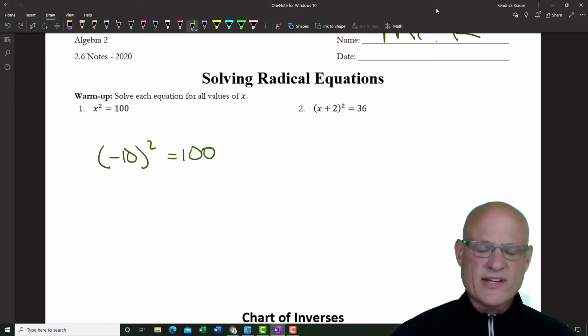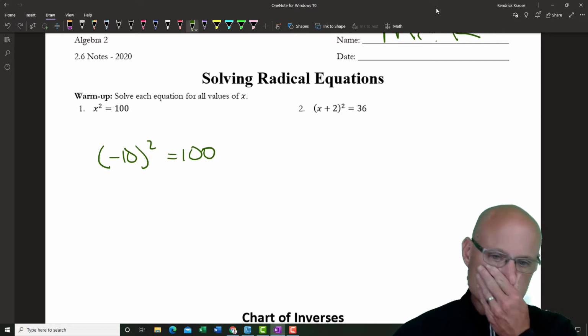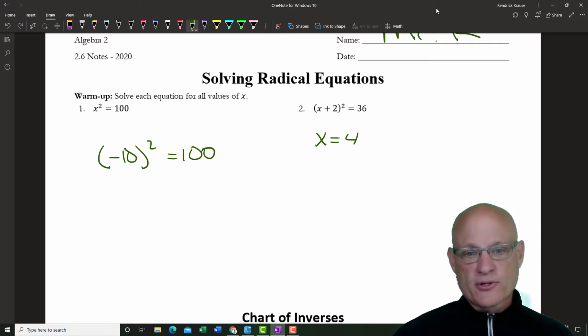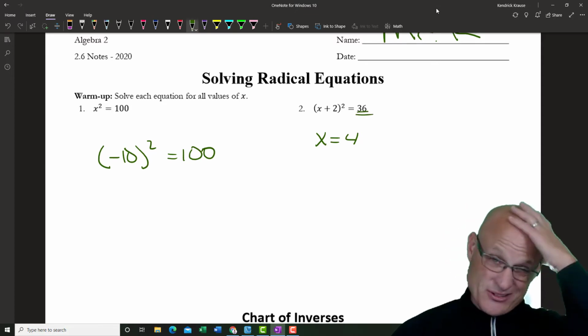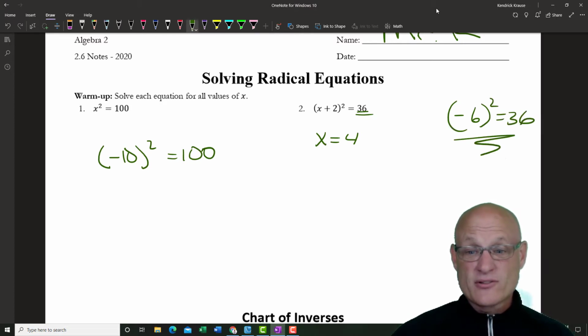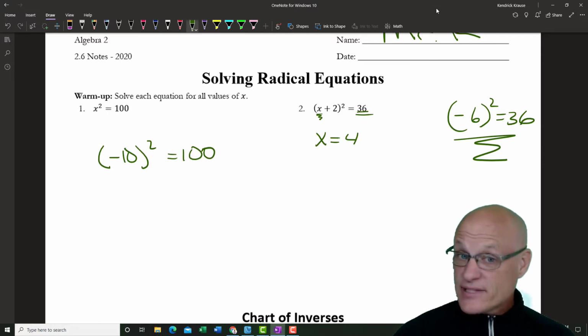Okay. And what's the answer to this question? Is the answer to this question just x equals 4? Because if I put a 4 in there, I get 4 plus 2 is 6, and I square that, I get 36, right? But is there another solution? What about negative 6 squared? Isn't negative 6 squared also 36? Right? Wouldn't that make sense? And then what number would make this negative 6? That would be x equals negative 8.